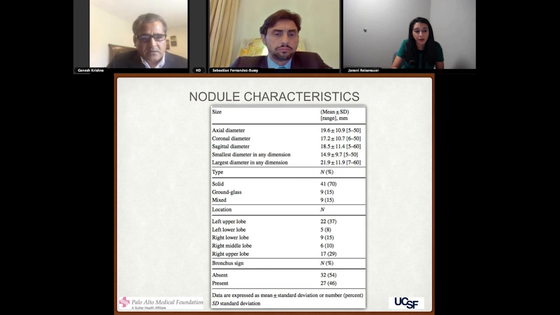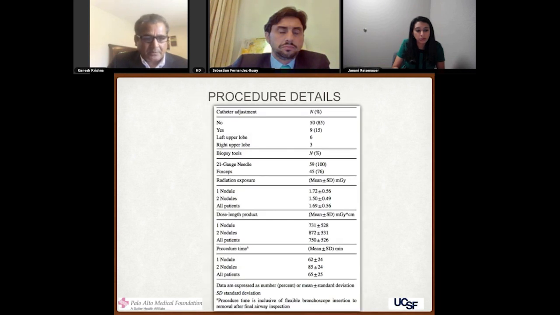Our mean axial diameter was less than 2 centimeters, at 19.6. So the mean and median were both less than 2, indicating a symmetric distribution of these nodules. A considerable proportion of our patients, about 30%, had either mixed or pure ground glass lesions. All regions of the lungs were represented in the nodule location, with equal distribution, and a negative bronchus sign was seen a little more in our patient population.